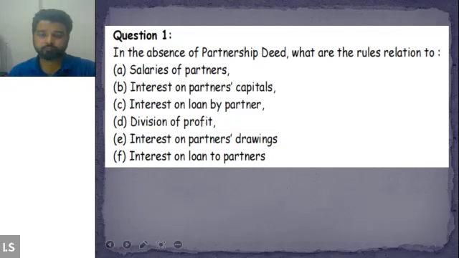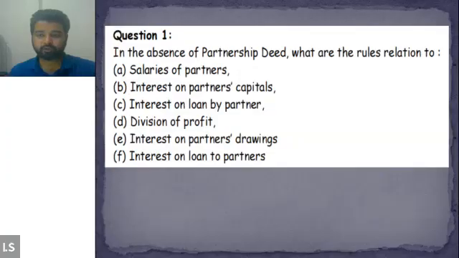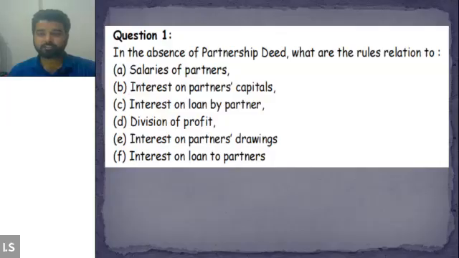No. Correct, sir. Abel? Yes, sir. No, sir. They are not allowed. Next, interest on partners' capital. If there is no partnership deed, can partners claim interest on their capital contributions? No, they cannot claim interest on their capital contribution unless and until the partnership deed talks about it.